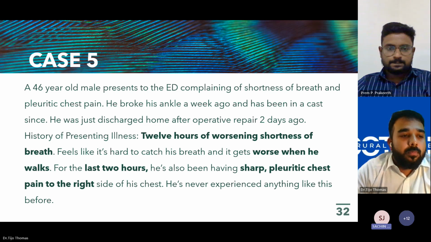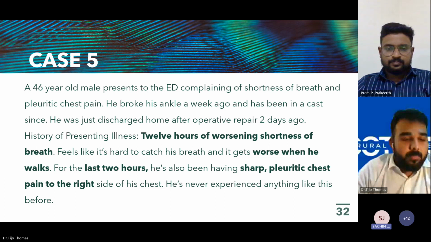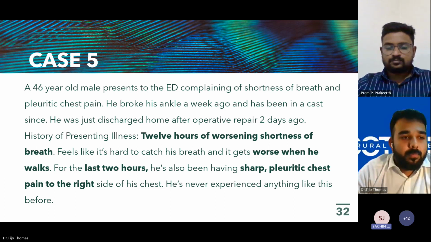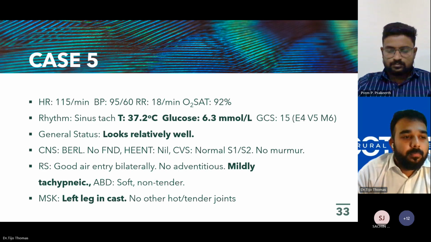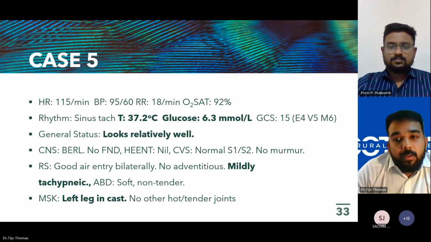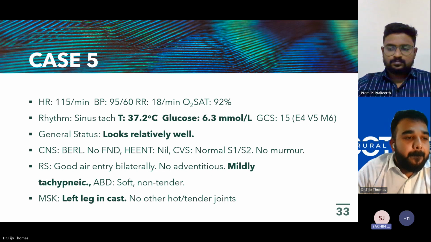History of presenting illness: 12 hours of worsening shortness of breath. Feels like it's hard to catch his breath, and it gets worse when he walks. For the last 2 hours, he's also been having sharp pleuritic chest pain on the right side of his chest. He has never experienced anything like this before. On examination, his heart rate is 115 beats per minute. BP is 95/60. Respiratory rate is 18 breaths per minute, and oxygen saturation is 92%.